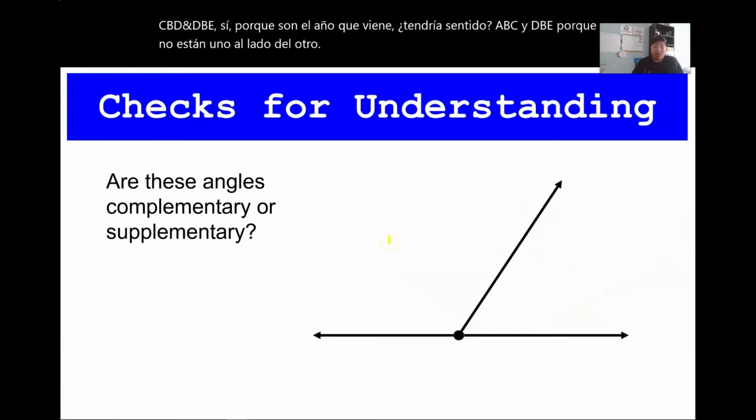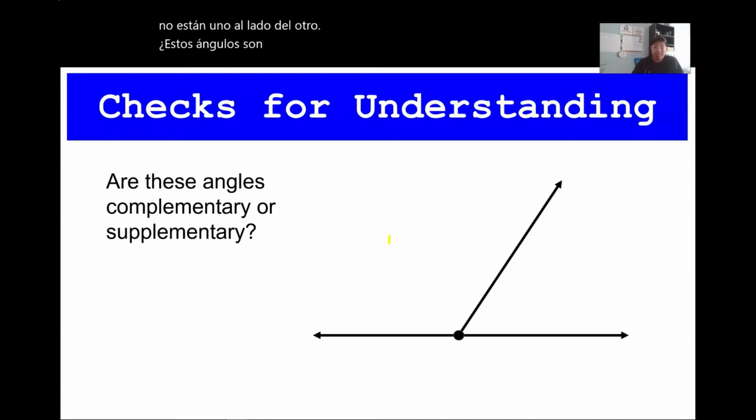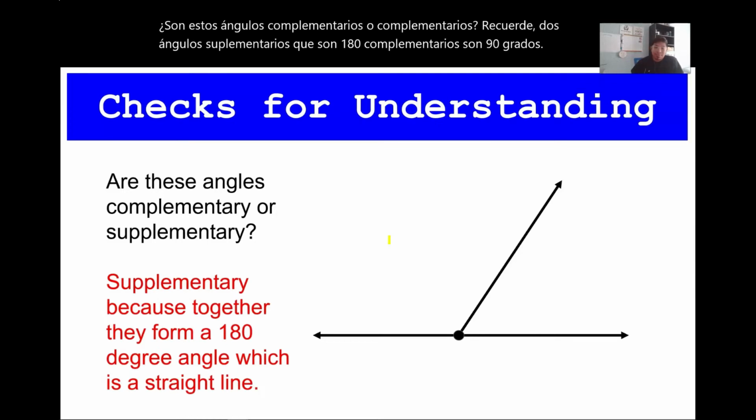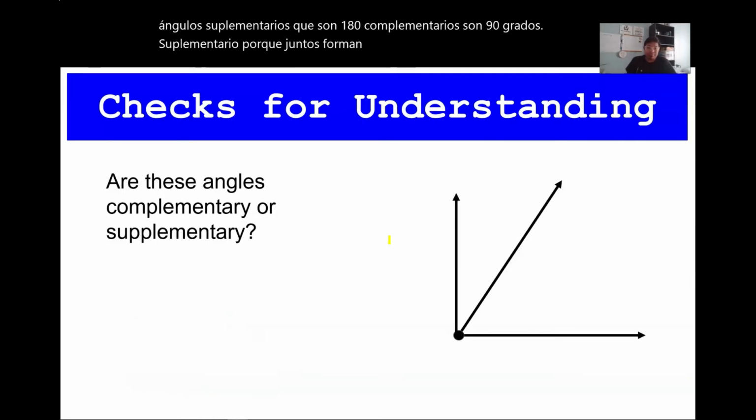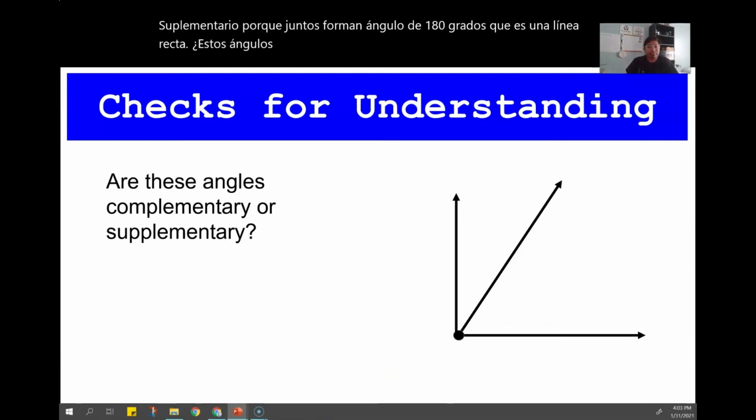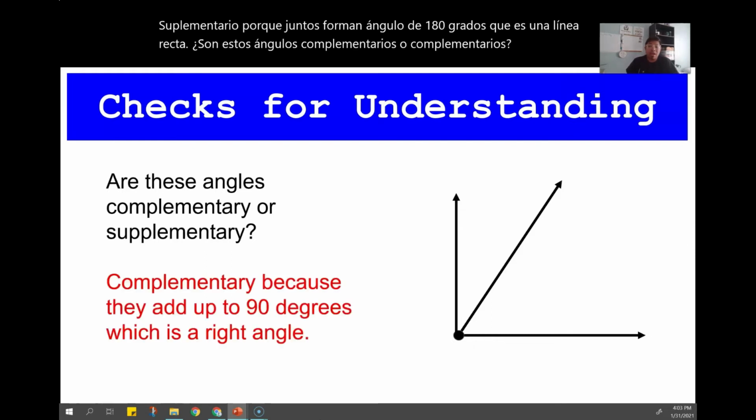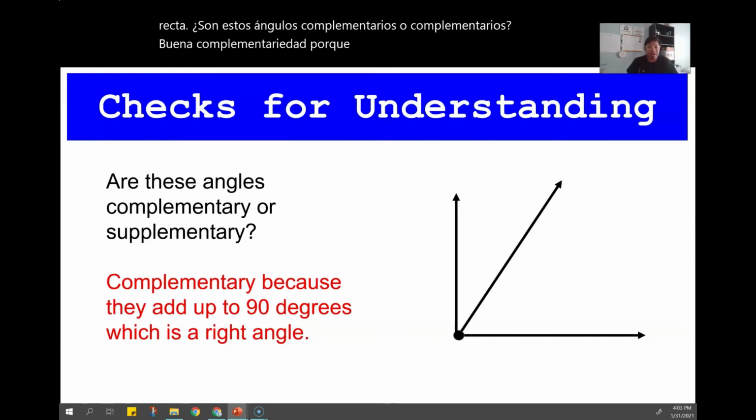Are these angles complementary or supplementary? Remember, supplementary are two angles that add to 180, complementary are 90 degrees. Supplementary, because together they form a 180 degree angle, which is a straight line. Are these angles supplementary or complementary? Good, complementary, because they add up to 90 degrees, which is a right angle.